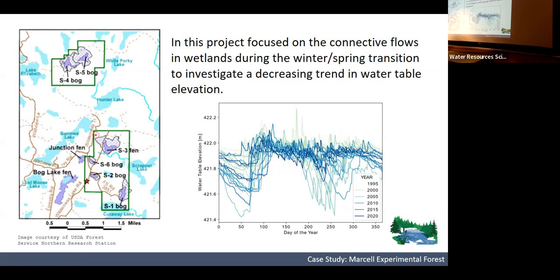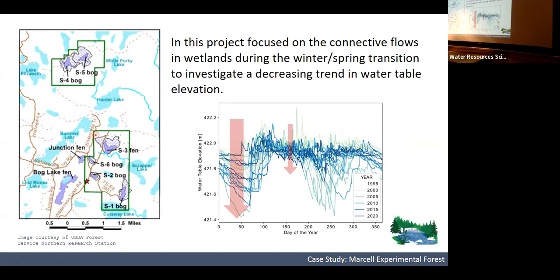And so as we were starting with this, we looked first at this water table elevation trend in the S2 bog. And as you can see, over the last 25 years, it's pretty apparent that there's been a big decrease in average annual water table elevation. And that's marked by two big characteristics.